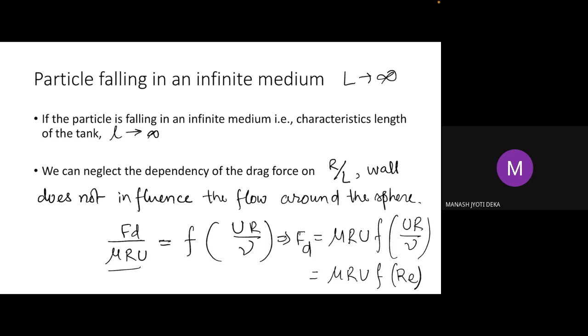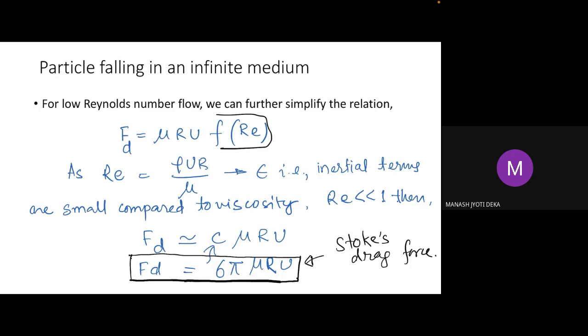Now we can see that FD is mu R U times a function of the Reynolds number. In the case of the very creeping flow condition, where the Reynolds number is very small, the inertial terms are small, so we can approximate this function of the Reynolds number by some constant c, and this constant c you have to find out using some theoretical means or by experiments.